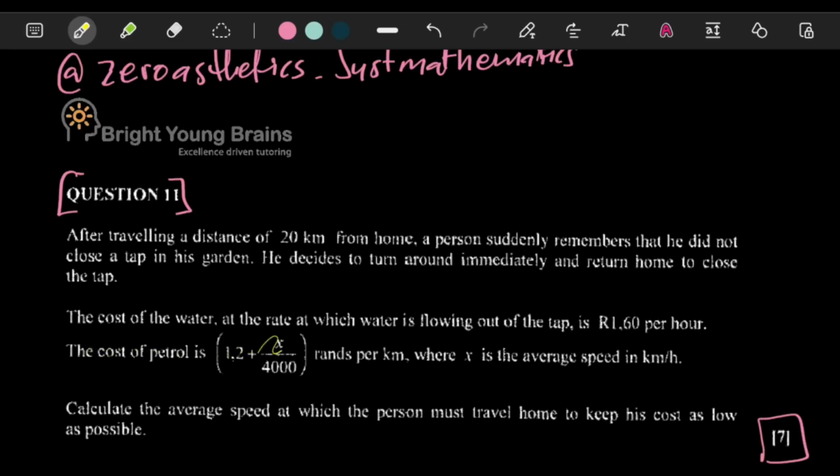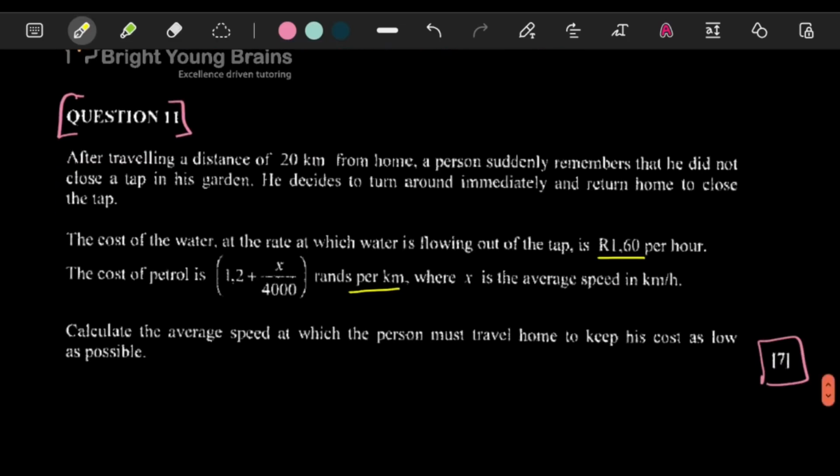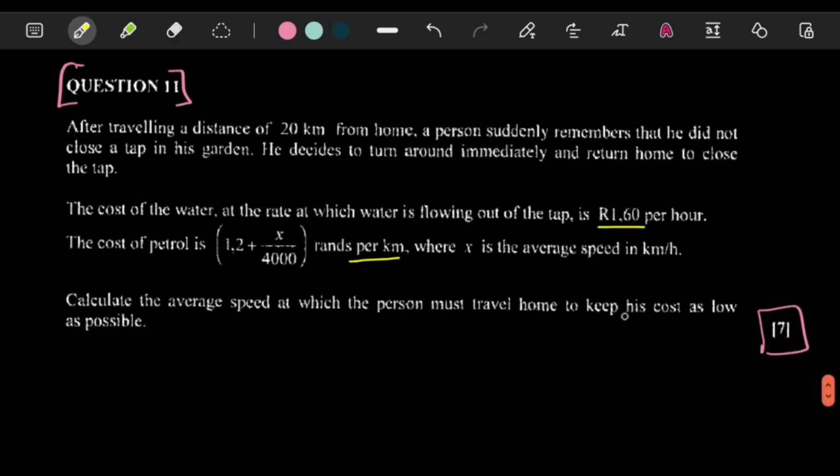The cost of water at the rate at which water is flowing out of the tap is 1 Rand 60 per hour. And then it says the cost of petrol is this much per kilometer, where x is the average speed in kilometers per hour. Calculate the average speed at which the person must travel home to keep his cost as low as possible. Them saying "as low as possible" should remind you of a minimum. And they're asking for the average speed.